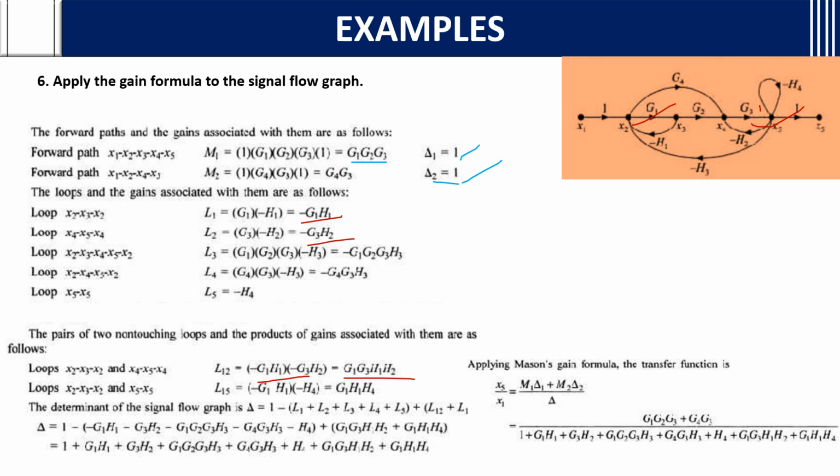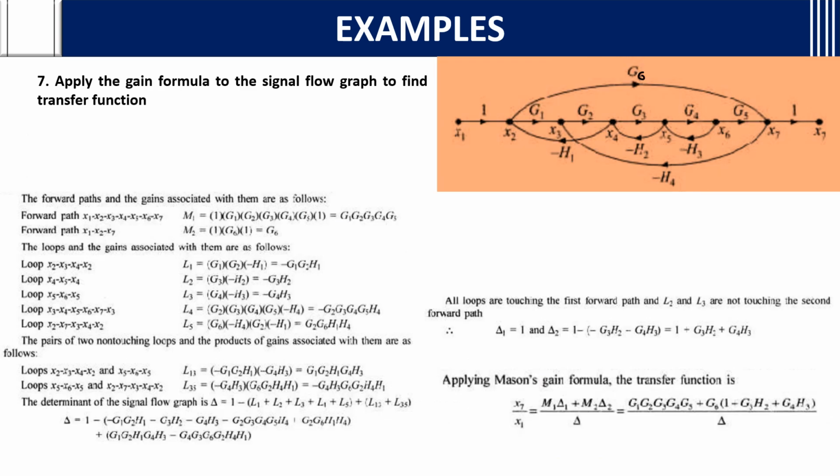Then L1 and L5 are not touching. This is L1. This is L5. They are not touching, no. So they are nothing but G1, H1, H2. You need to consider all the non-touching loops, okay? After finding, you will write the delta formula. You will get the delta. Substitute all the things. You will get the transfer function.